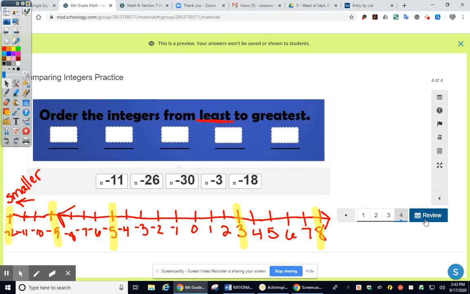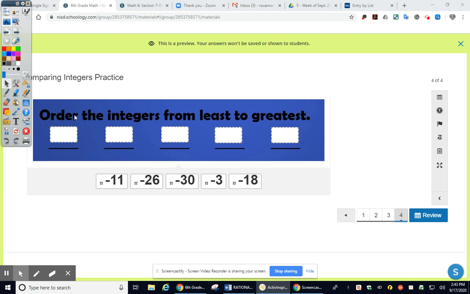All right, last question we're going to do together. We're going to order the integers from least to greatest. Now remember here, these are all negatives. The bigger the negative, the smaller it is. This is like saying this is what you owe. So it's like opposite of positive world, right?